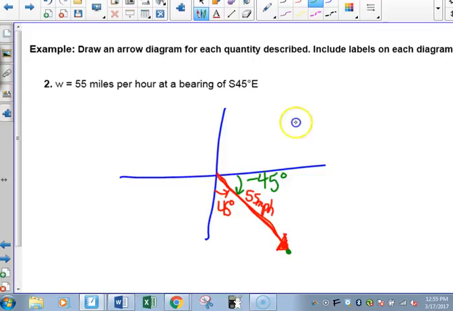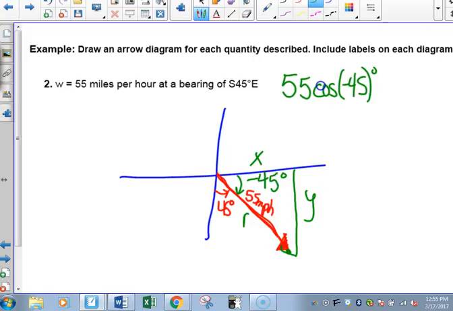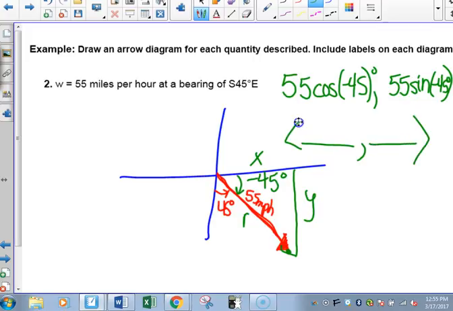So we could do some crazy draw the triangle, call this X, call it Y. But what I'm telling you is if you want to just call that the length of the vector, you can type 55 cosine of negative 45 degrees and 55 sine of negative 45 degrees. And you will get the horizontal and vertical components of this vector, which you can write like this as far as I'm concerned.